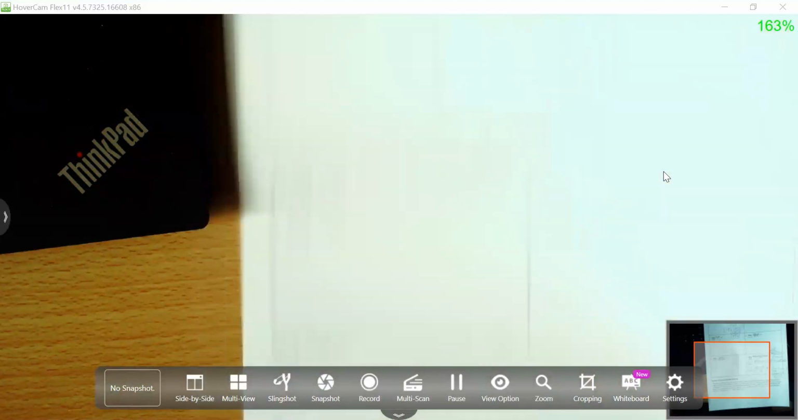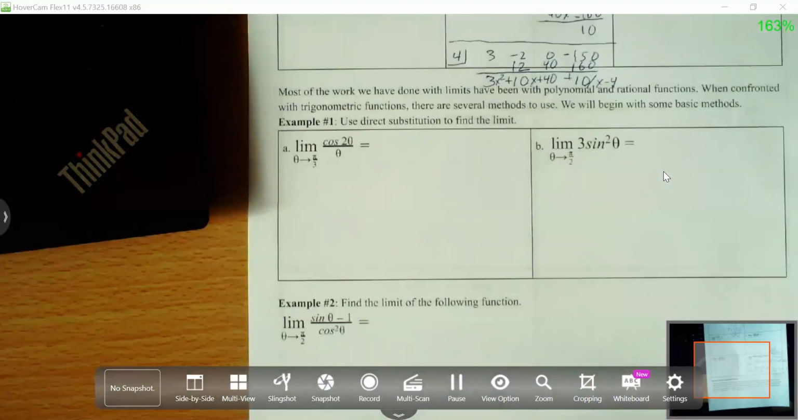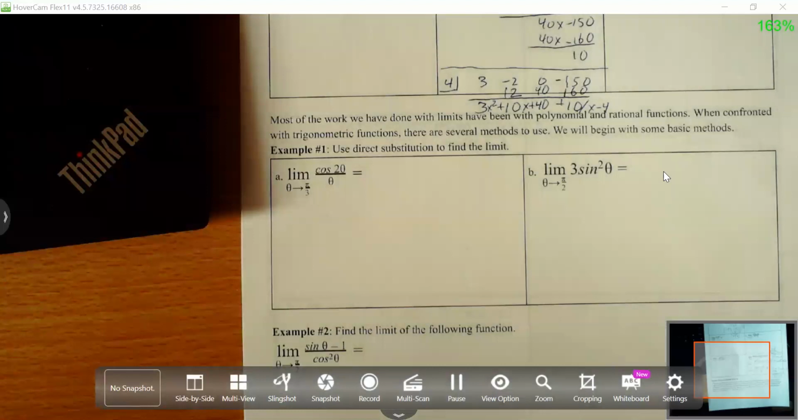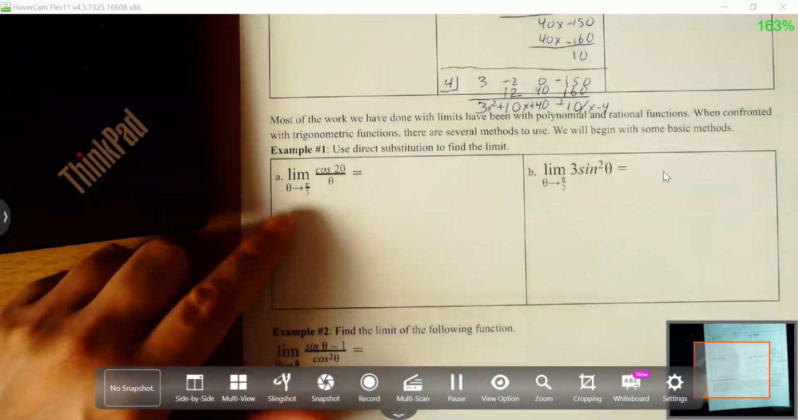Okay, so now let's actually go and find limits of trig functions. So most of the work we have done with limits have been with polynomial and rational functions. So now we're going to go and talk about the techniques with trig functions. Several methods to use. Example 1 is like the method that we've always tried to do, which is just substitute. Okay. So if we substitute, we can remove the limit already.